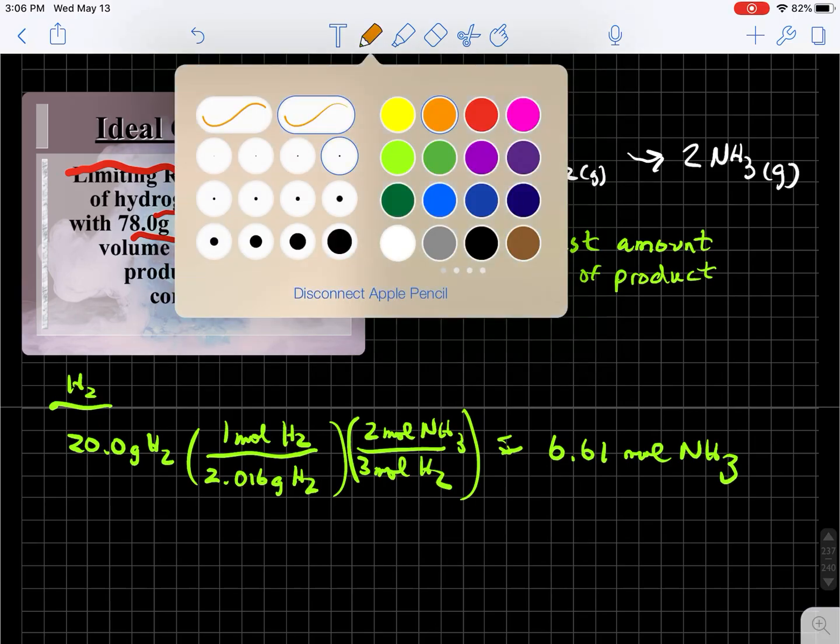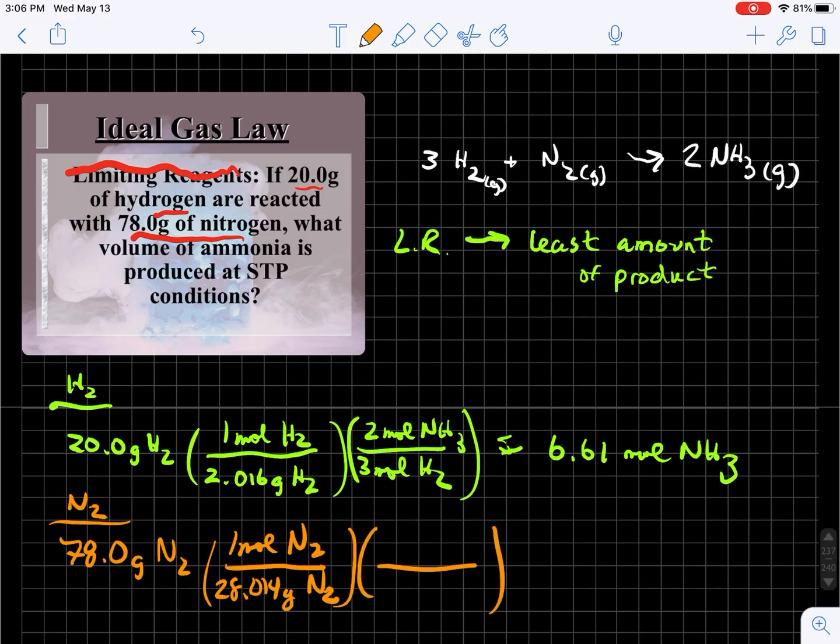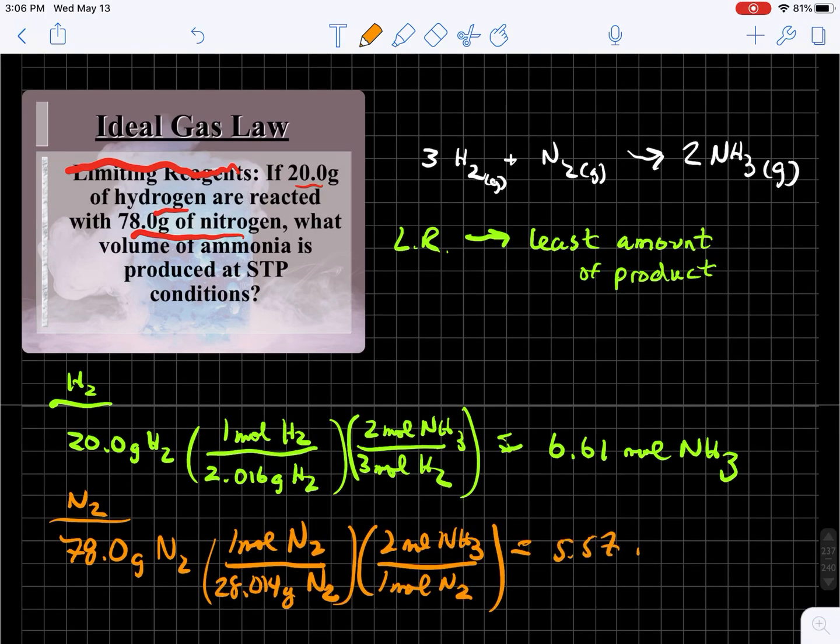So now I'm going to go back and I'm going to do the same thing, except for now I'm going to see what happens if nitrogen was a limiting reagent. So we have 78 grams of nitrogen. We're going to convert that to moles. So I look up nitrogen on the periodic table, multiply by 2 because there's 2 nitrogens in a molecule. And then I use the balanced equation. 1 mole of nitrogen gives me 2 moles of ammonia. So we do 78 divided by 28.014 times 2. And I get 5.57 moles of ammonia.